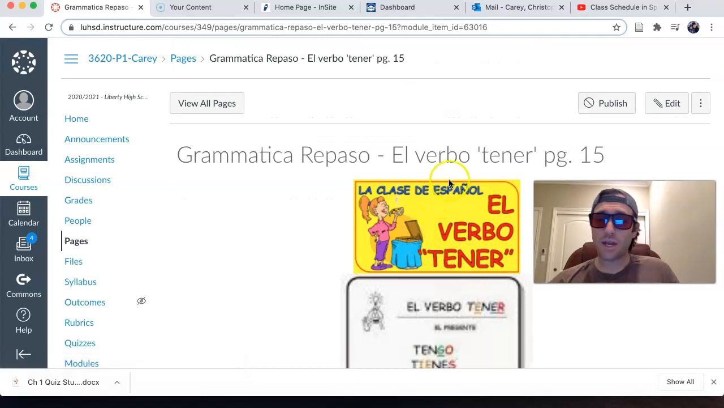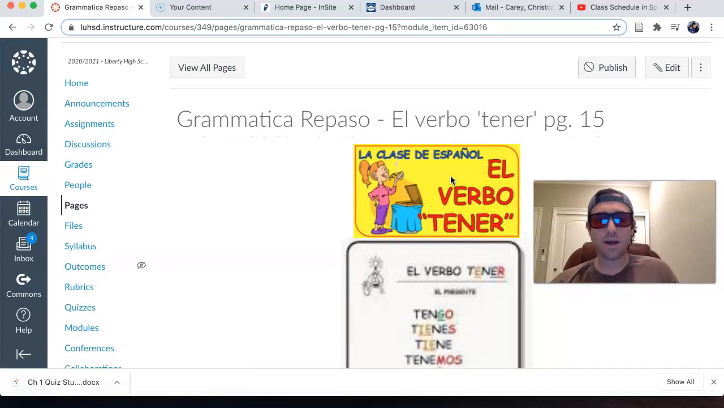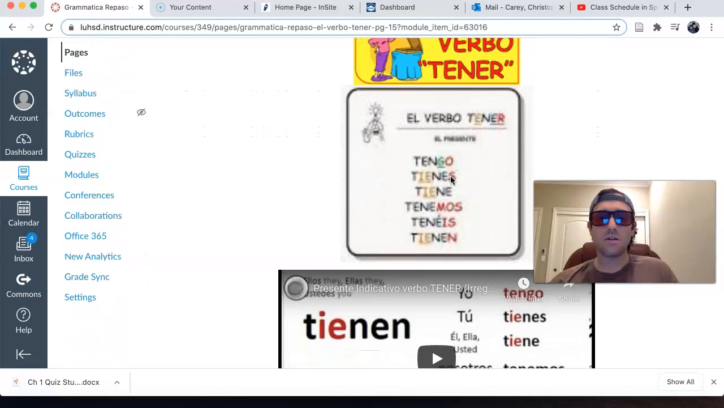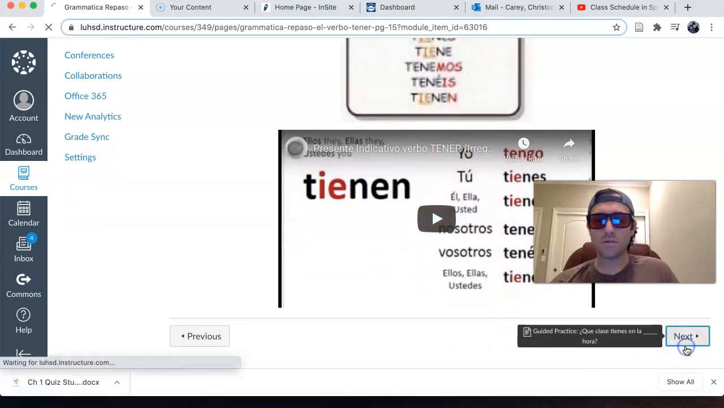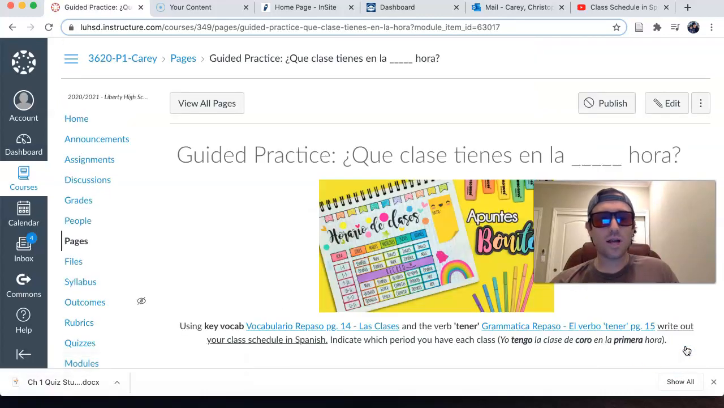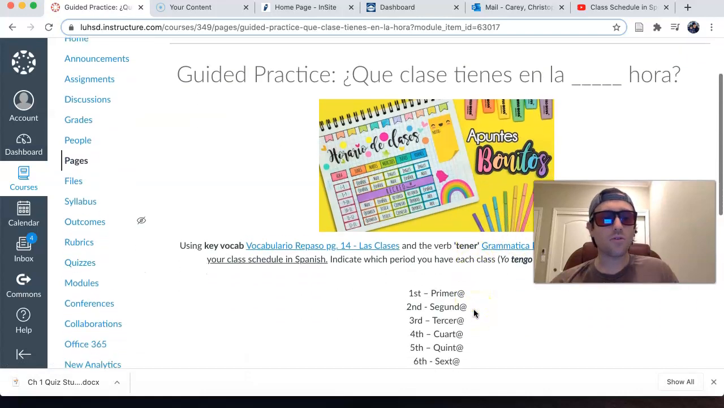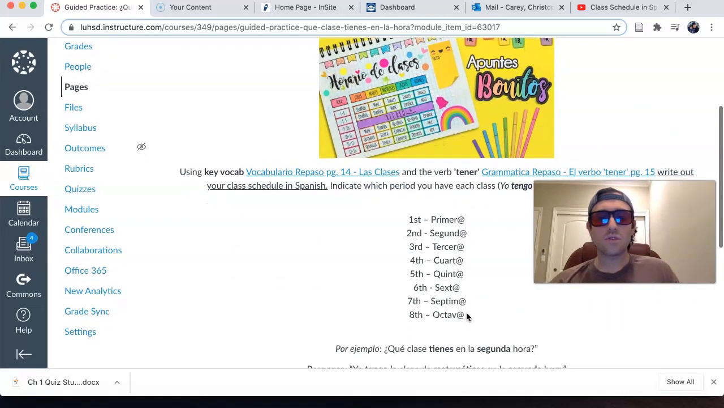We're going to go over the verb tener, the verb to have, in la página 15. And if you can't join us for whatever reason, you have some references here to refer to practice. And then lastly, we'll do a guided practice together where you guys are going to write out your class schedule using the ordinal numbers, ordinal meaning first, second, third, etc. Primera, segunda, tercera, cuarta, quinta, sexta, séptima, octava.